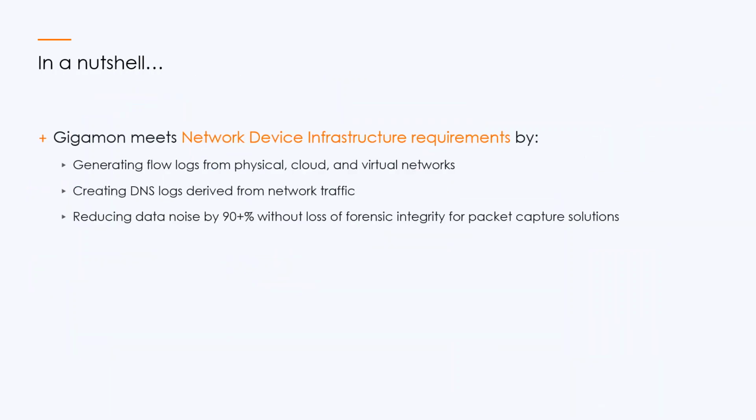Thank you so much, Matt, for breaking that down. So as you can all see, Gigamon will help you meet the requirements in M21-31. We gave you 3 examples here, how you can generate flow logs from any medium, how you can derive metadata from network traffic. We gave you an example of DNS, but we can do a lot more than that. And then also how you can reduce data noise significantly without compromising on forensic integrity. That's helpful for packet capture solutions as well as other tools.